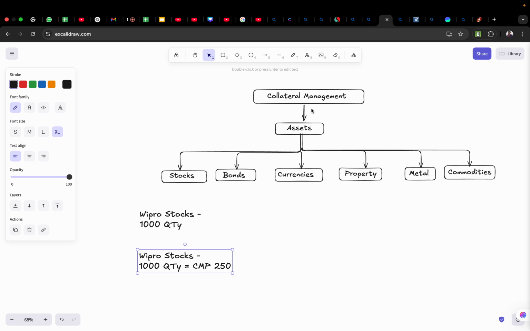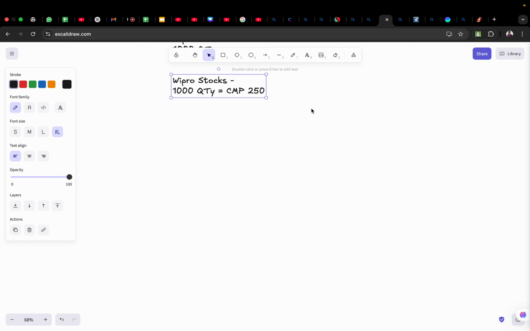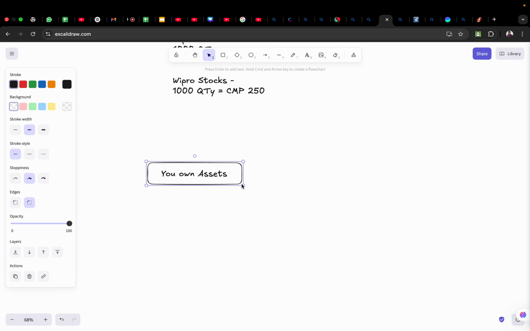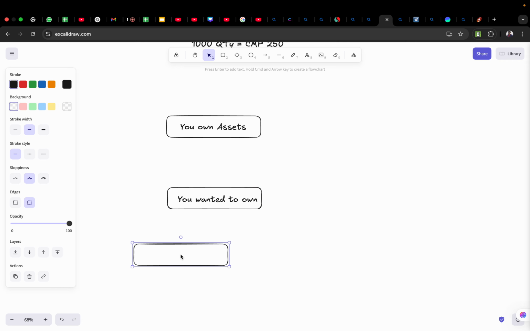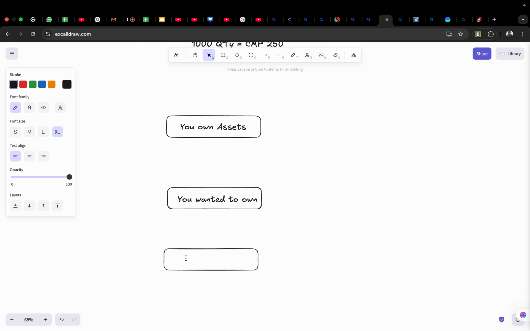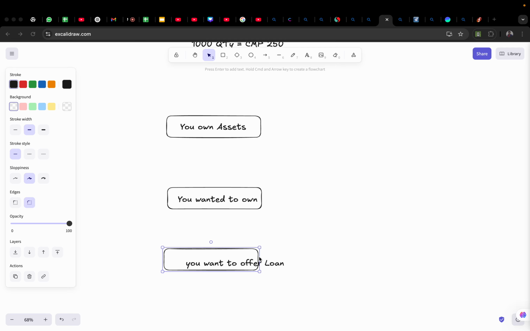All right. So in short, if anyone asks you, what do you know about collateral? Collateral means it's an asset. If you have assets, there are a few things with assets, guys. One thing is you own an asset. Another thing is you want to own an asset. Third thing is you don't want to own it, but you want to offer a loan to someone on credit.